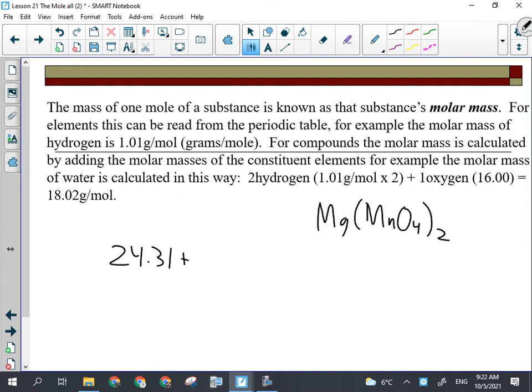And how many manganese are there? 2. I don't remember what manganese is. 54.94, times 2, because there's 2 of them. How many oxygen are there? 8. Plus 16 times 8. Plug it in my calculator, and I got the mass of 6.02 times 10 to the 23 molecules of magnesium per manganate, sorry.